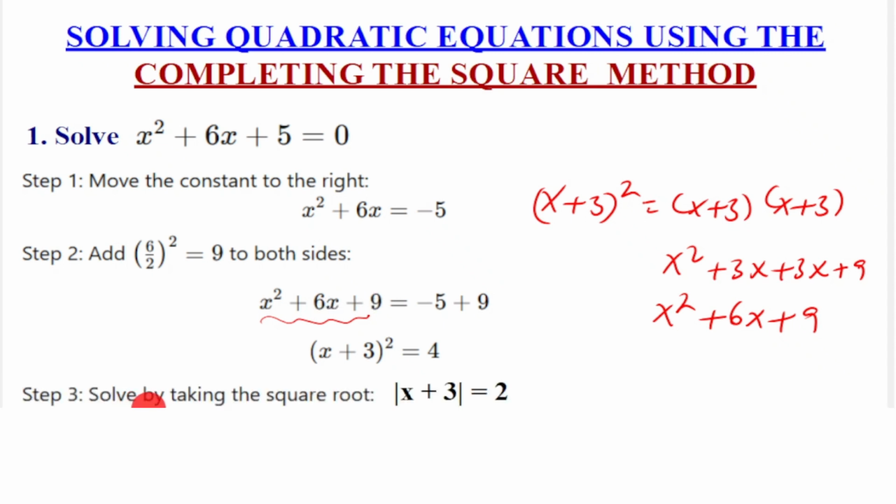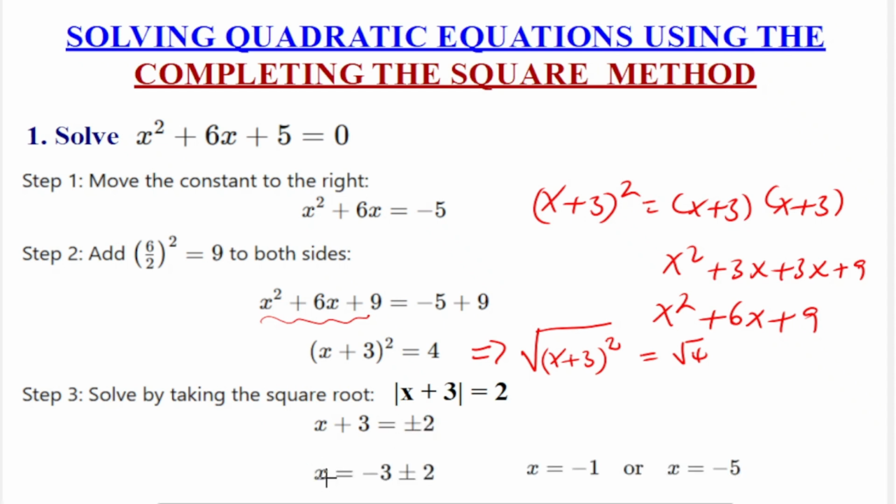Step 3. Solve by taking the square root of both sides. When we take the square root of both sides, we get the square root of (x plus 3) squared, which is the absolute value of x plus 3, and the square root of 4 is 2. By using the rule of absolute value, x plus 3 is equal to plus or minus 2. Then solve for x, you will get x is equal to minus 3 plus or minus 2. So when we add, we get minus 1, and when we subtract, x is equal to minus 5. Therefore, the solution set is minus 1 and minus 5.